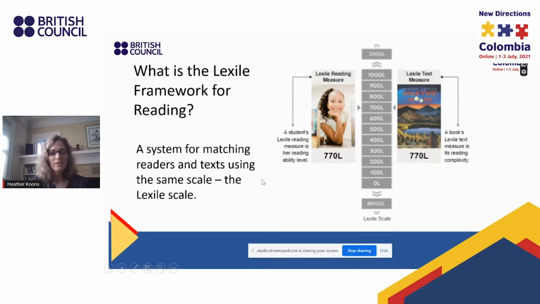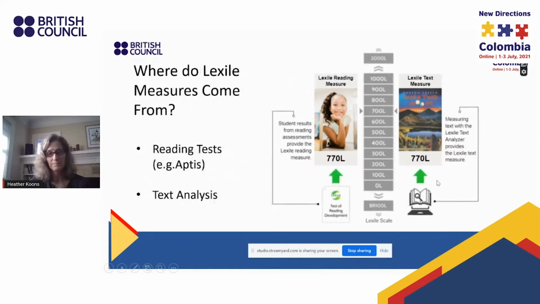So it's a system for matching readers and text using the same scale, the Lexile scale. So it's like the CEFR in the sense that if you have an A1 student, you'll probably want to match them with an A1 book until they start moving forward, if the publisher has assigned a CEFR level. But like I said, this is more fine-grained. So we would have a student with an example here of 770 Lexiles, and then we have reading materials that are also given a Lexile measure on the same scale. So this one is also 770, and that's what we call a good match.